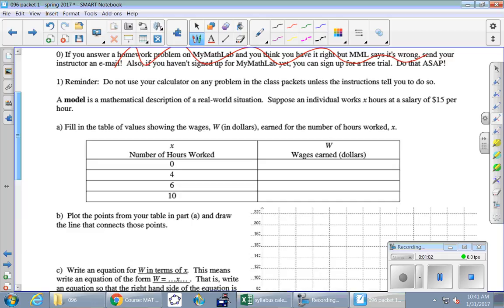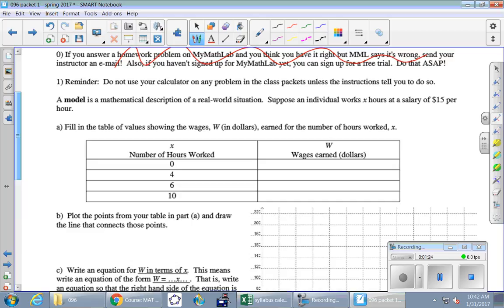All right, definition. A model is a mathematical description of a real-world situation. Suppose an individual works X hours at a salary of $15 per hour. X is the number of hours. $15 per hour is the salary. Part A, we're going to fill in the table of values showing the wages W in dollars earned for the number of hours worked X.